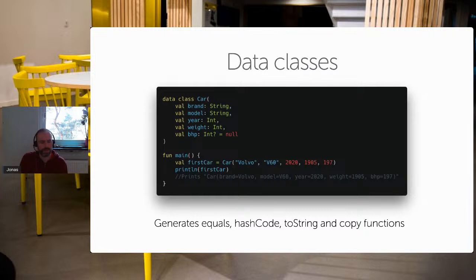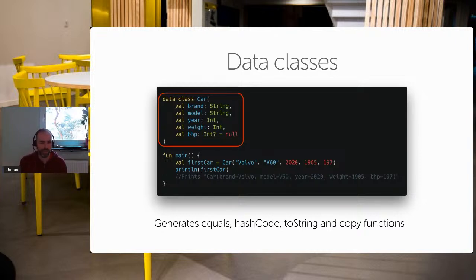And if we look a bit at how you can also use this with optional values in this car class, you can see that I have a nullable brake horsepower, which is set to null. So I can actually create an instance of this data class without providing a value to this. Let's see here.